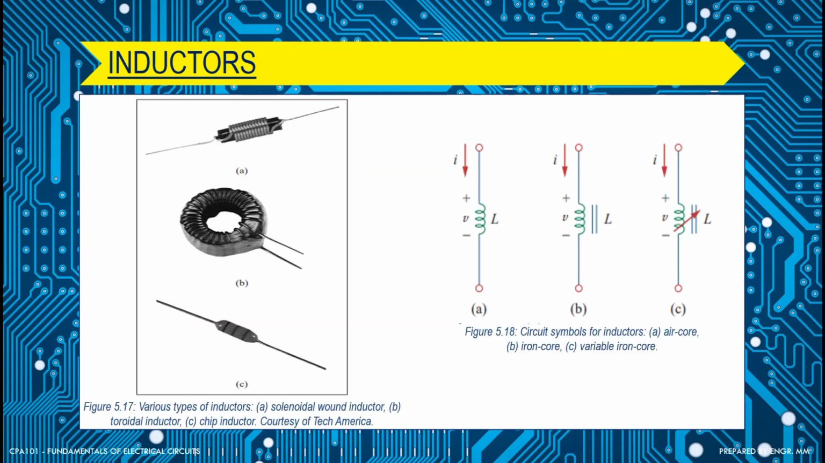So we have here various types of inductors. This one is the solenoidal wound inductor. This one is toroidal inductor, and this one is chip inductor. The third one looks like a through-hole resistor at first glance, but it is much smaller in size than the usual resistor. Then we have here the circuit symbols for inductors. For letter A, this is the air core. Then for letter B, this is iron core. And the third one is the variable iron core type of inductor.